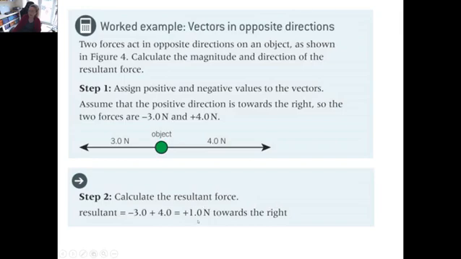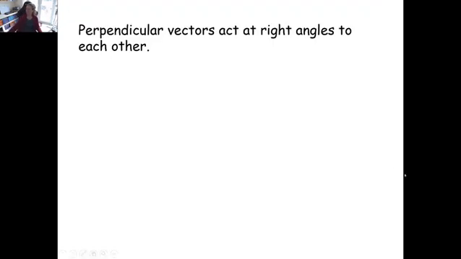And it doesn't matter which way round you add them. You could have had +4 -3, and that would still give you a result of +1. So we know the resultant vector is 1 newton and it's going in the positive direction, which is this direction towards the right. Okay, so that's quite straightforward if we have vectors or forces working along the same line.